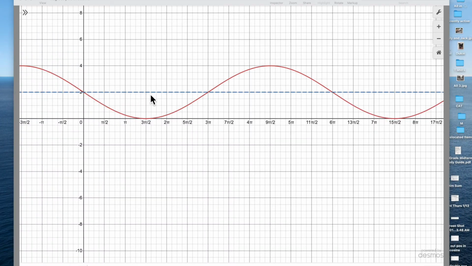Here I've entered the line y equals 2 in a dotted fashion. Here's our starting point, 3 pi over 2. We're at the graph minimum, which is 0. Quarter of a period later, we are at the midpoint, which is y equals 2. Then we're at the maximum at y equals 4. Back to the midpoint, back to the minimum. So this graph confirms.